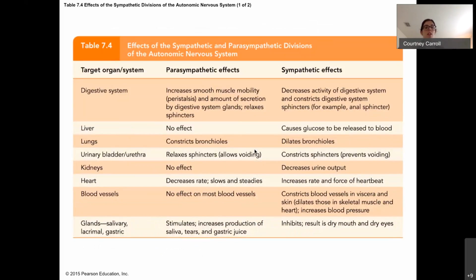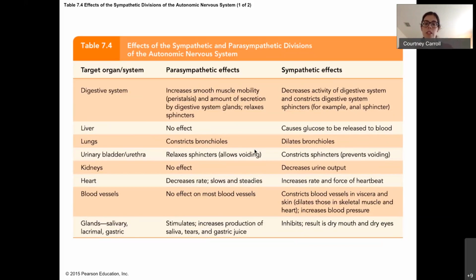So again, parasympathetic, rest and digest, post-Thanksgiving. We're going to do things like increase the mobility of our digestive system. We're going to turn down things like increasing oxygen, so we're going to constrict or make smaller our bronchioles in our lungs, decrease our heart rate, okay? Increase the amount of saliva, tears, gastric juices. And the sympathetic is going to have the opposite effect. It's going to turn down the things that your body doesn't need to waste time on when you're facing a giant bear. It's going to turn down the digestive system. It's going to inhibit the saliva production. It's going to increase your heart rate, dilate your bronchioles so you bring more oxygen into your lungs.